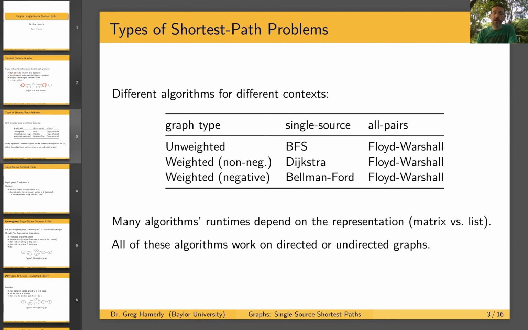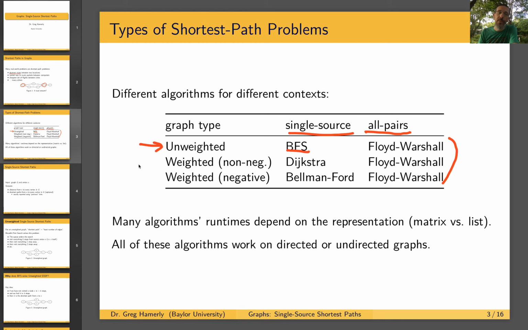Now, again, different contexts call for different algorithms. If we have an unweighted graph, and we're talking about single source shortest path problems, which we are today, then we want to use breadth first search. If the graph is unweighted and we want to do all pairs shortest paths, that means we want to find not just the distance from one source, but from all sources to all destinations, then in all circumstances we want to use the Floyd-Warshall algorithm, which we'll talk about in a later lecture.